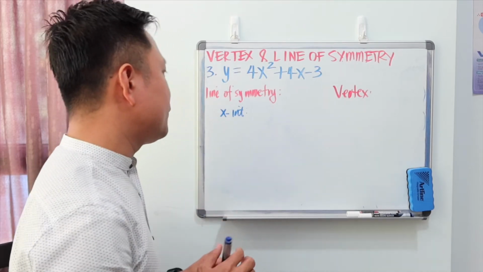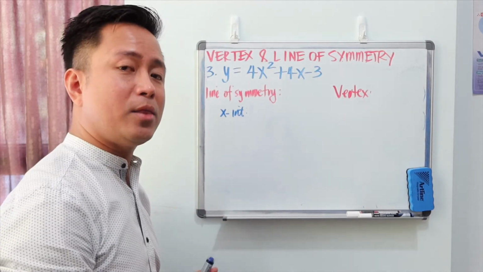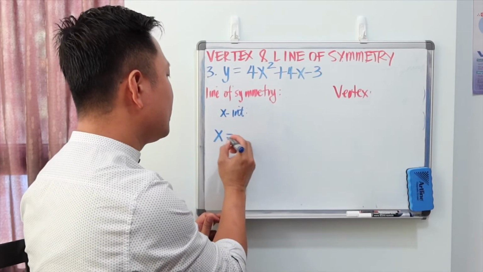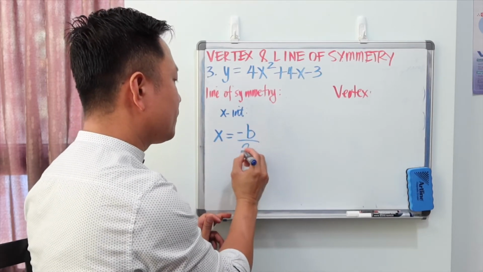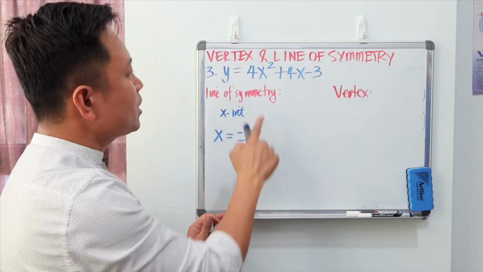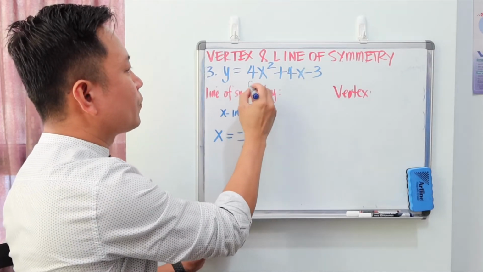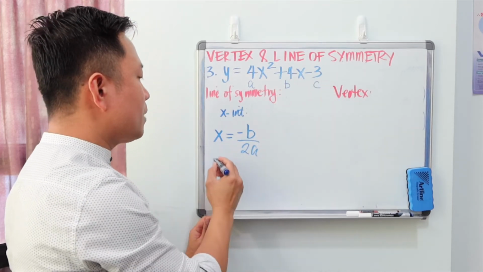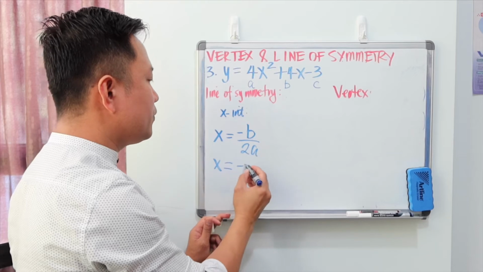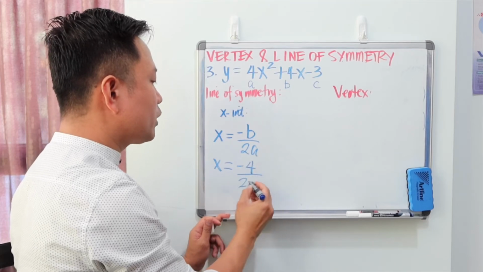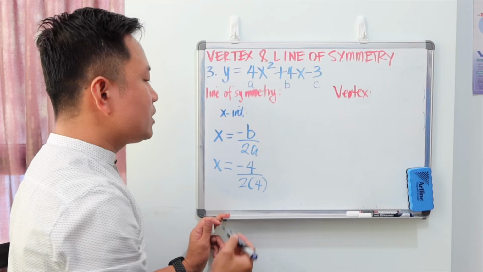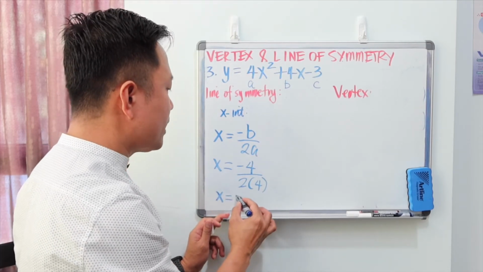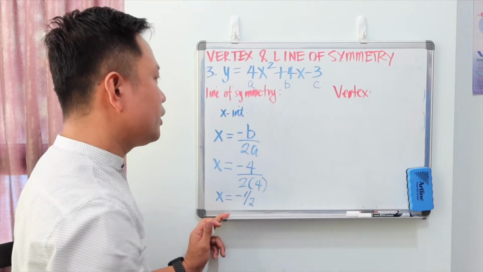If it is in standard form, the easiest way to find the line of symmetry is by using the part of the quadratic formula, negative b over 2a. In this quadratic function, your a is positive 4, your b is positive 4, and your c is negative 3. So substituting the b value, we have negative 4 over 2 times 4, which is negative 4 over 8. In simplest form, it's negative 1/2 or negative 0.5.